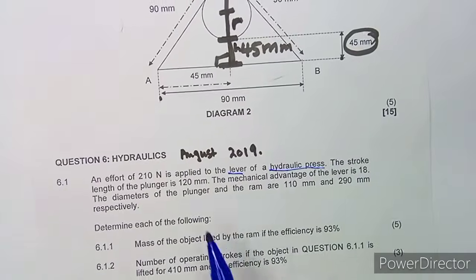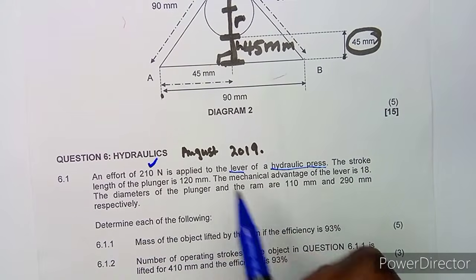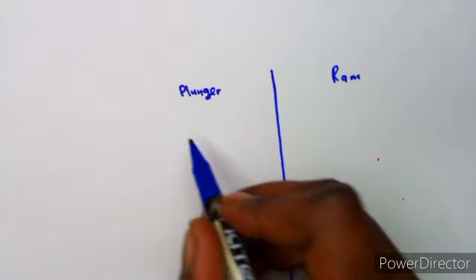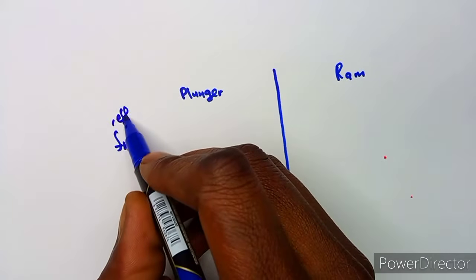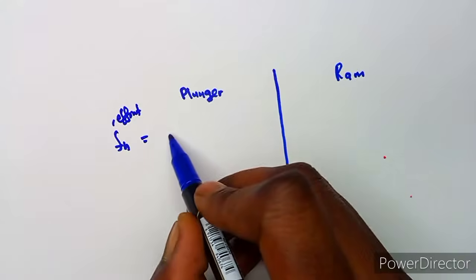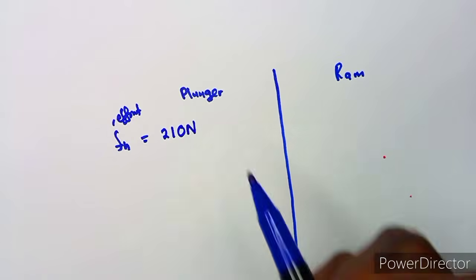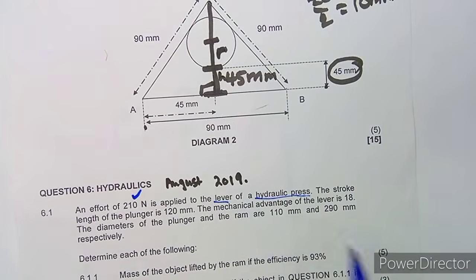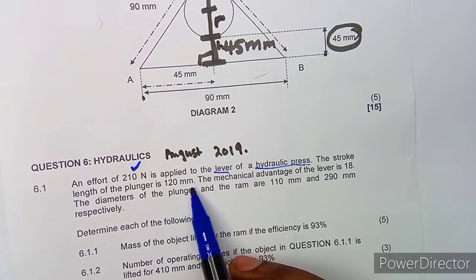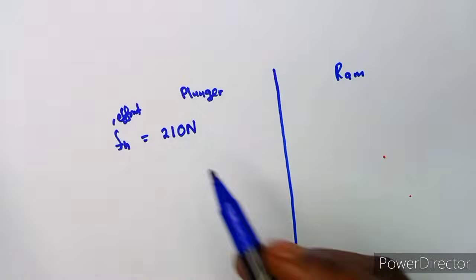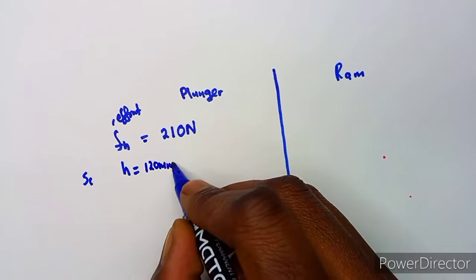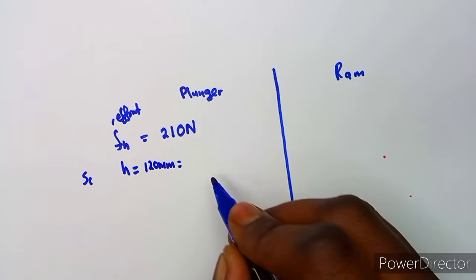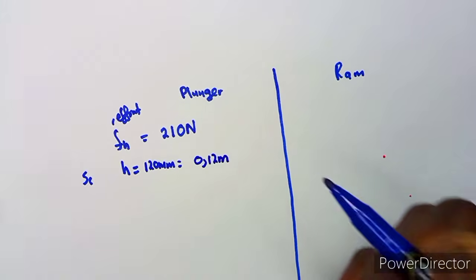On the plunger is where we have got an effort, which I write as FH. It's best for you to write FH, which is your effort, in this case 210 Newton, applied to the lever. Then the stroke length of the plunger, which is your H, is 120 millimeters. In meters we divide by 1000, and this gives us 0.12 meters.